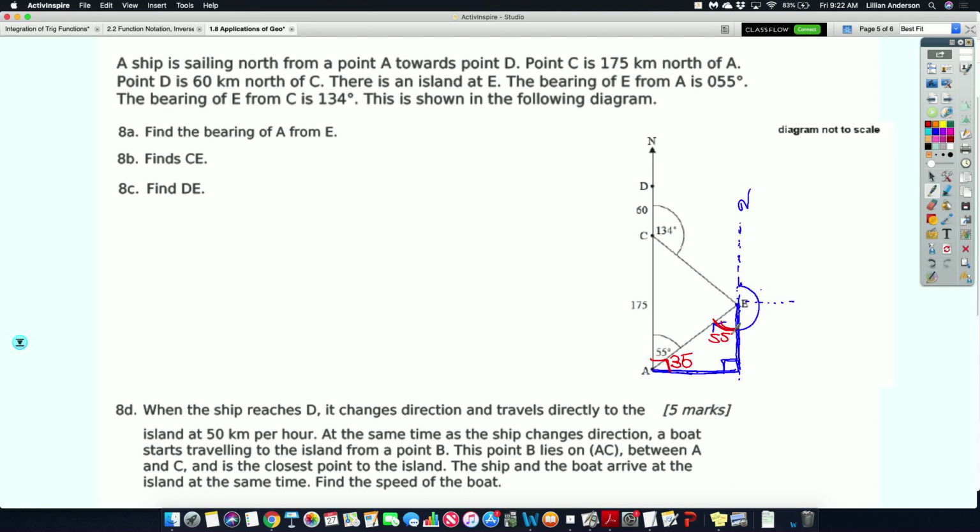And if you think about it, two north directions are parallel lines, and AE serves as a transversal. Alternate interior angles are congruent. So if this angle right here is 55, and I already know that this angle is how many degrees? 180. 180, I can find the bearing of A from E by just adding 180 and 55. 235. Yeah. It's 235.